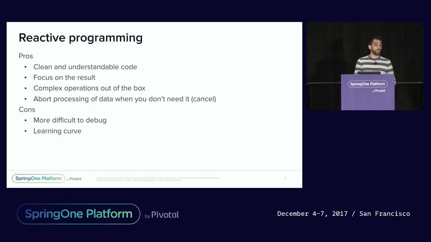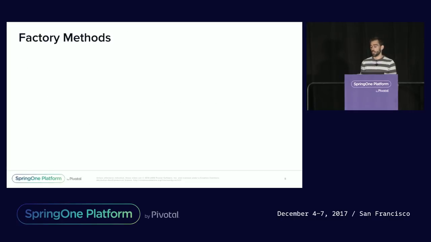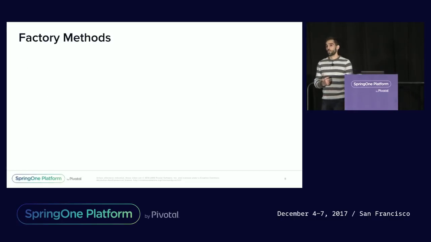But there's no such thing as a free lunch, right, as always. So reactive programming and actually going for this approach will be more difficult to debug, right? So we also have a learning curve. We have to switch from imperative to declarative. So there's a cost, actually, on that. But it pays off. So let's start with the observables.